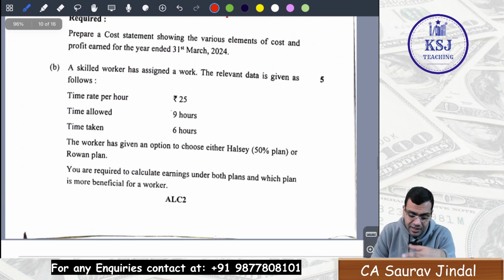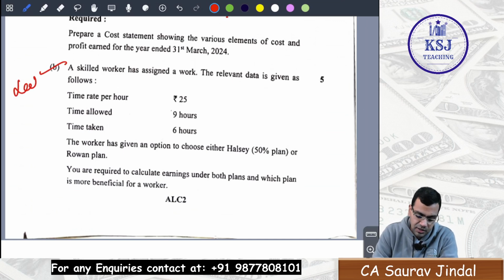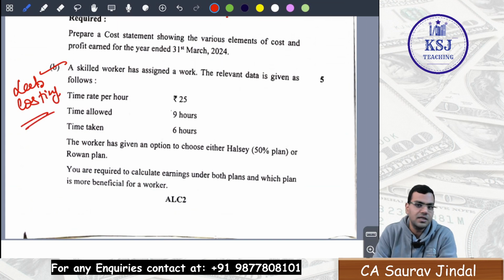Then Halsey and Rowan question. A straightforward question, sir. Such a straightforward question we can't expect. Labor costing, 5 marks. This was a free fund 5 marks, sir.